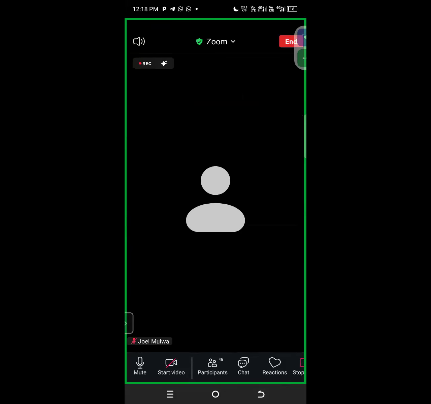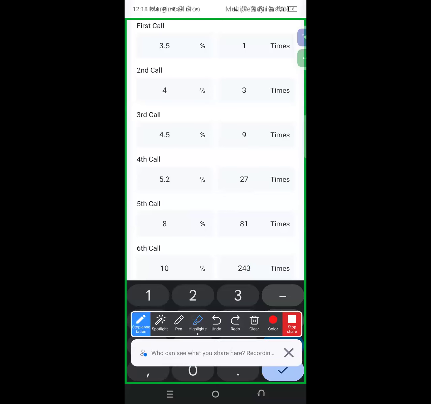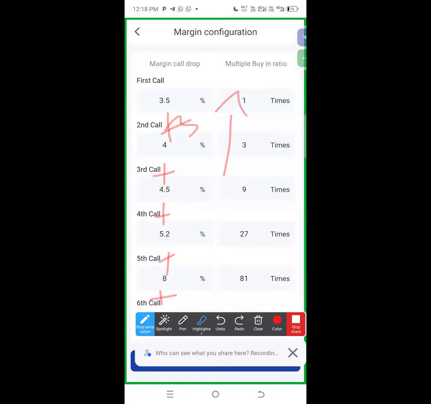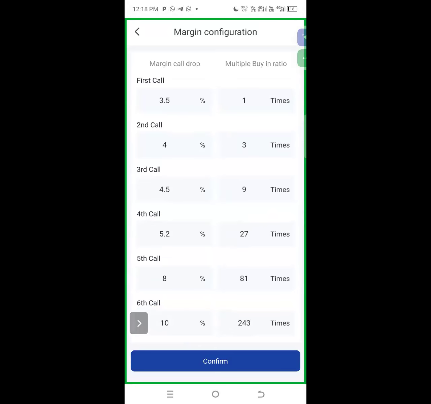Okay, all right. Now, it simply means that if this particular asset couldn't go up as expected, there should be a drop of 35%, right? Now, you can see that there is an interval from the first to the fourth call. You can see there is an interval of what? 0.5? Is it 0.5? No, an interval of 1.